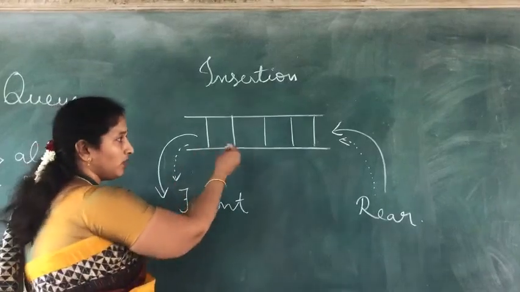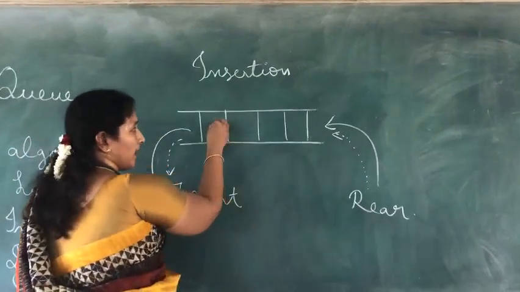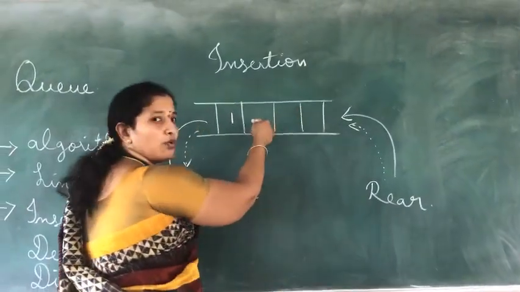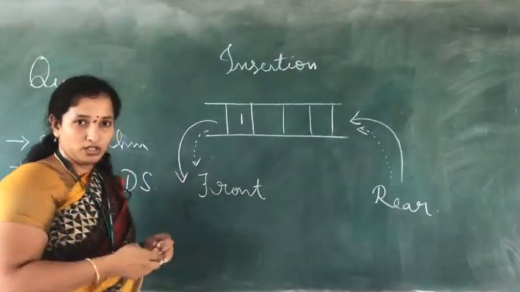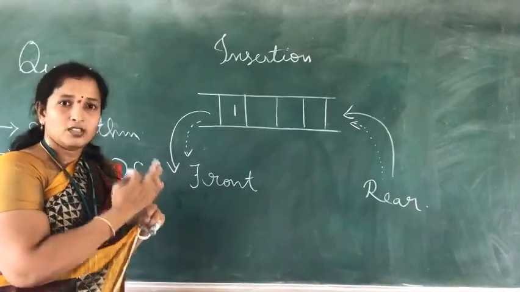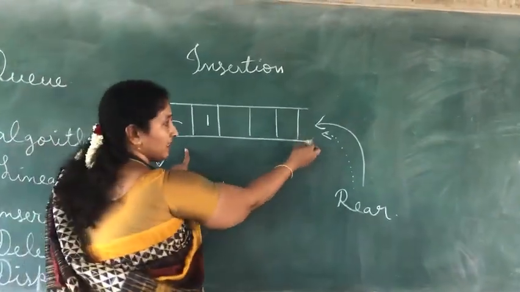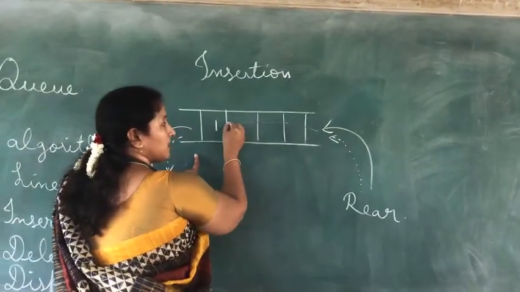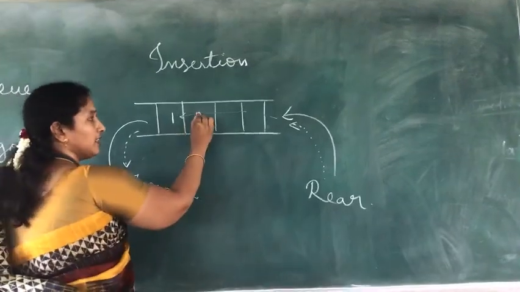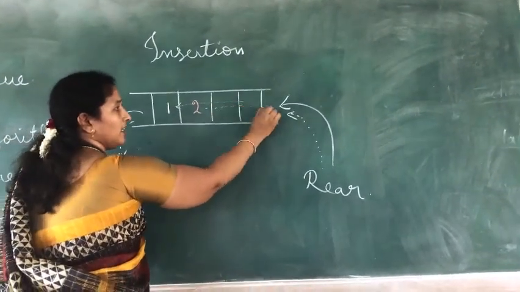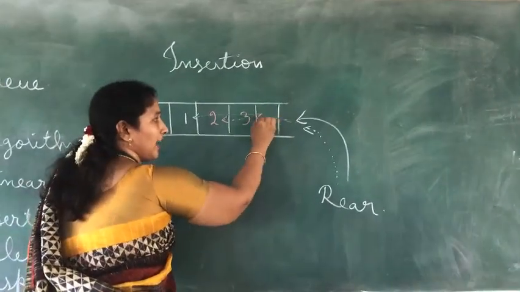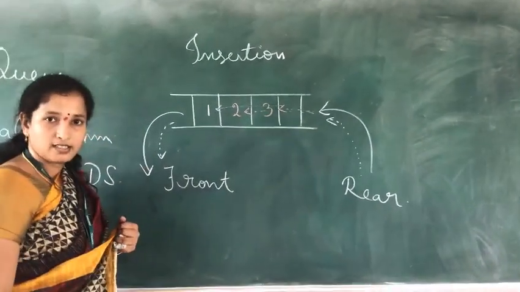Now we are going to insert the data 1. The 1 will be inserted from this end, like how we get a ticket from the counter, moving from the last to the first counter. In the same way, we insert the 1, and in the same way I am going to insert 2. I will be entering in this way. In the same way, I am going to enter 3. In this way I will be entering the data.